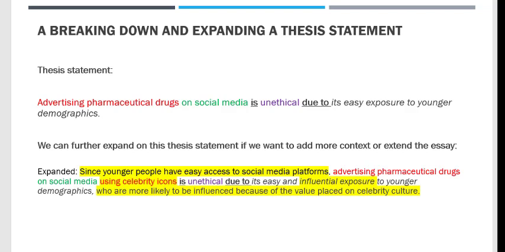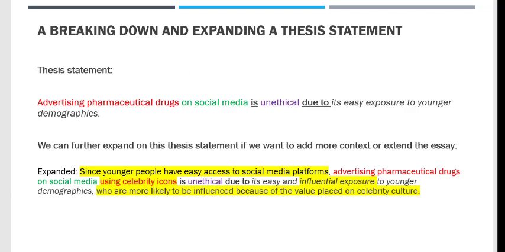And then we have due to, okay? So this is going to show a connection to what causes this. So in some aspects, this thesis is doing two things. One, giving my position about it, but also addressing what's the cause of this factor. So that's going to be its easy exposure to younger demographics.